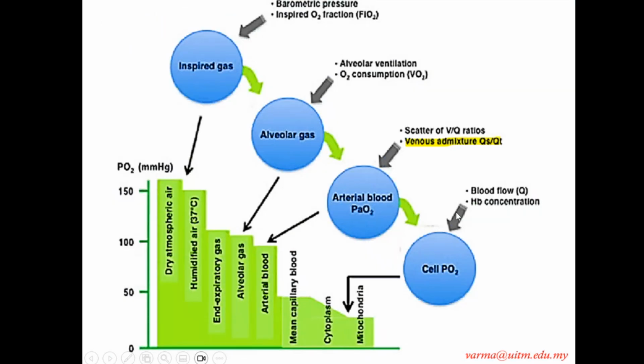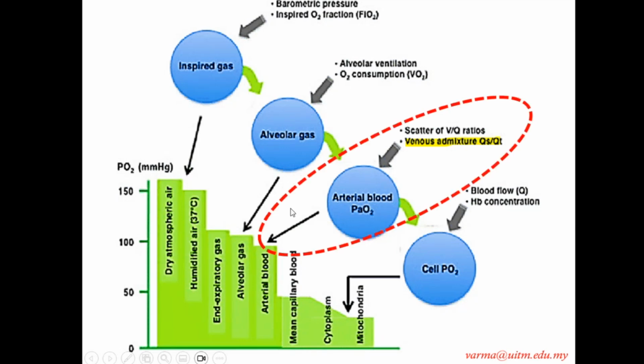We talked about the oxygen cascade 2 weeks ago. The part that I want you all to highlight now is this part. From alveolar gas to arterial blood, there is a drop of PaO2 from 150 to 100. From inspired gas 150 to alveolar gas 100 PO2 millimeter mercury to arterial blood of 95. It can go up to 80 also, as I mentioned last week. Hypoxemia is classified as mild below 80 millimeter mercury.